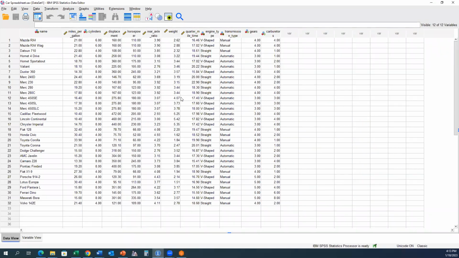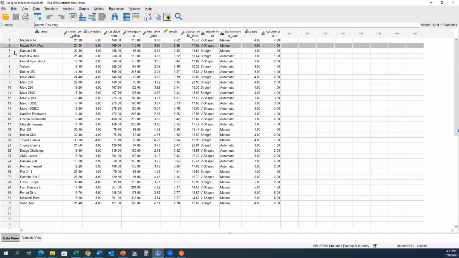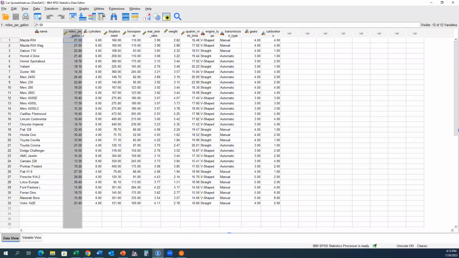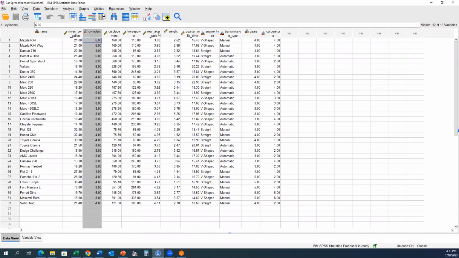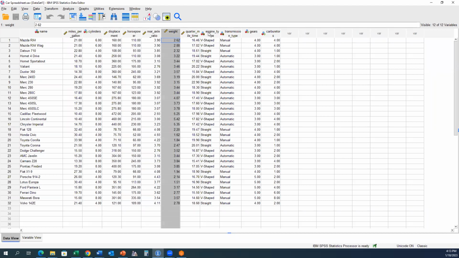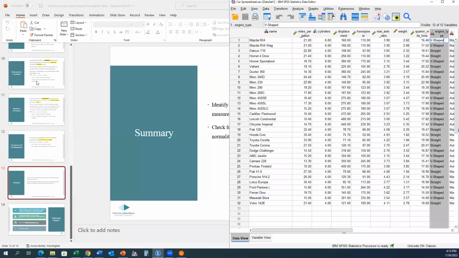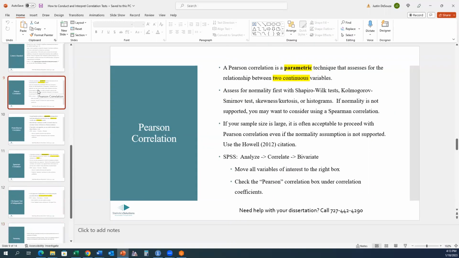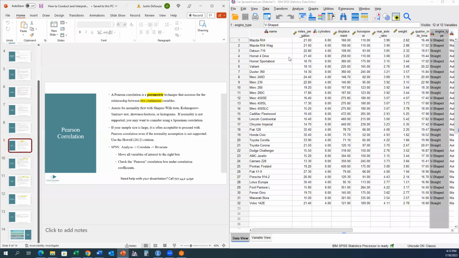Oftentimes I use the same spreadsheet. So we have car models. Each row represents a different car. And you can see different statistics that were generated. We have mileage, we have the number of cylinders, we have the weight of the car, what type of engine it is. So say we're going to run a Pearson correlation here.